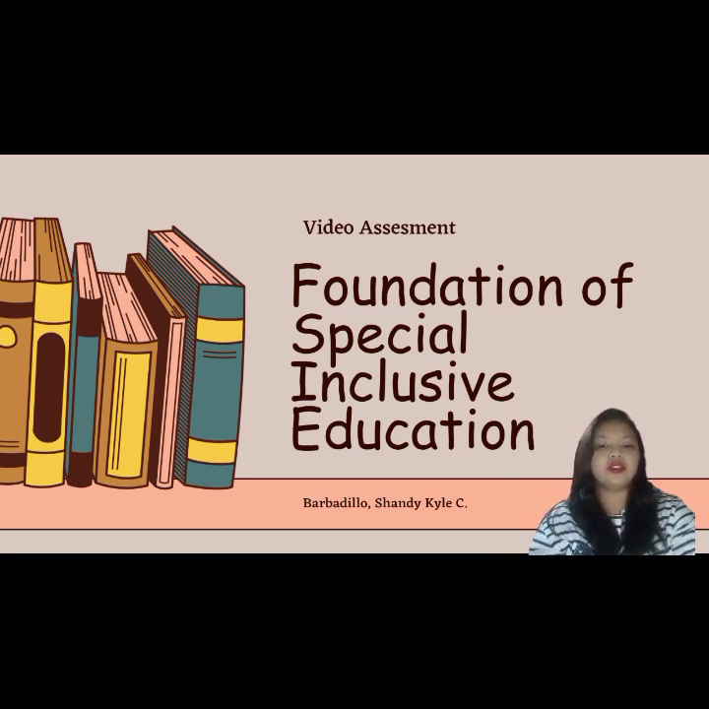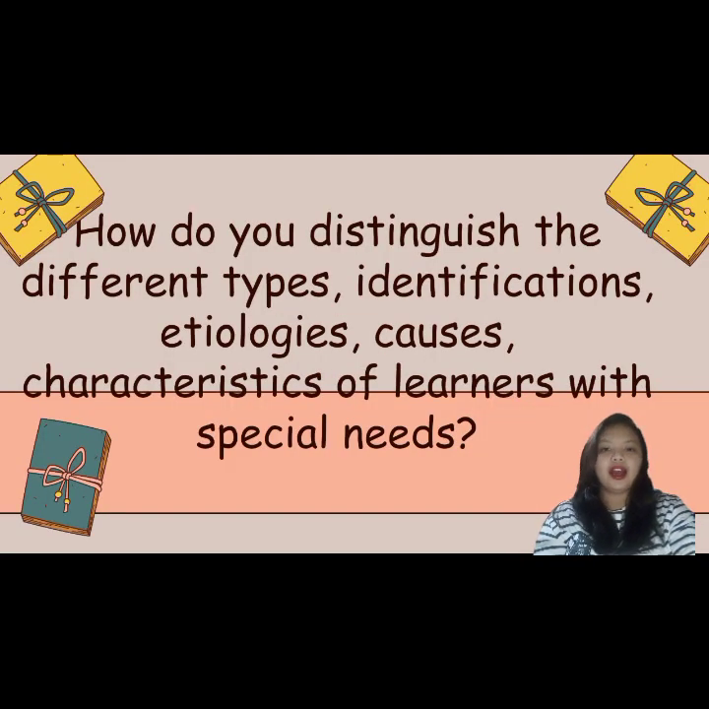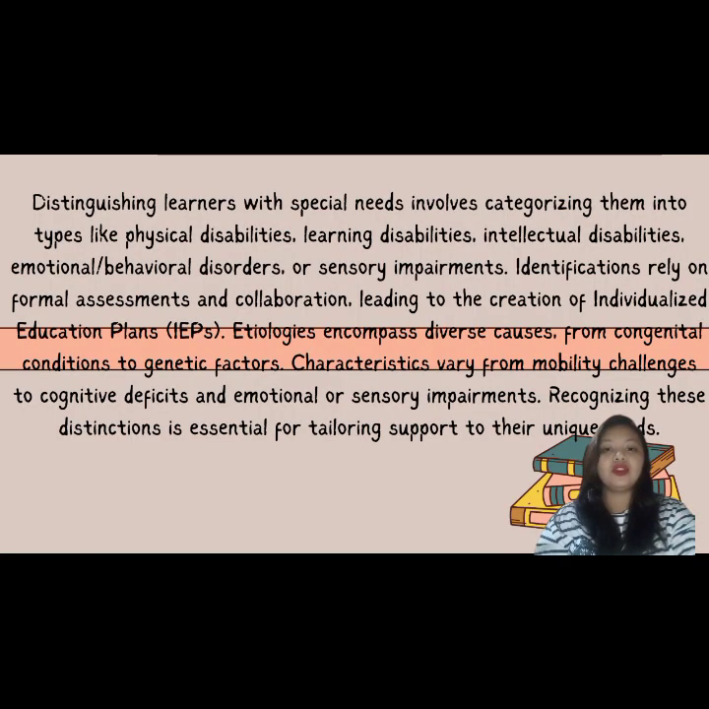These are the first question. How do you distinguish the different types of identification, etiologies, causes, and characteristics of learners who have special needs? My answer to this one is distinguishing learners with special needs involves categorizing them into types like physical disabilities, learning disabilities, intellectual disabilities, emotional behavioral disorders, or sensory impairment.